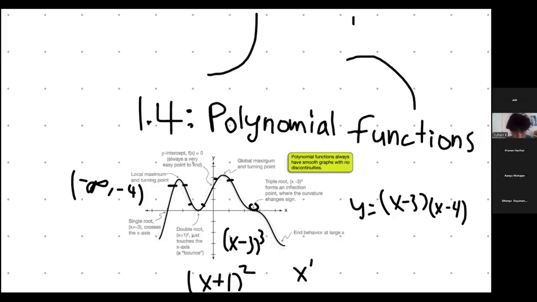All right. And then end behavior at large x. So as x approaches infinity, you can see that the function is going down, which means as x approaches infinity, y approaches negative infinity. And we'll go over more on that later. Okay, now let's go down.